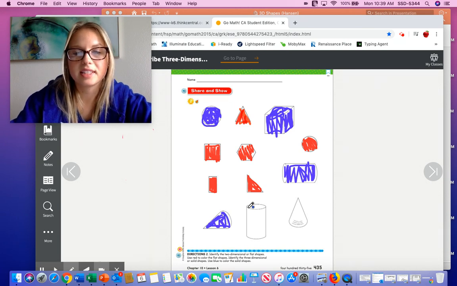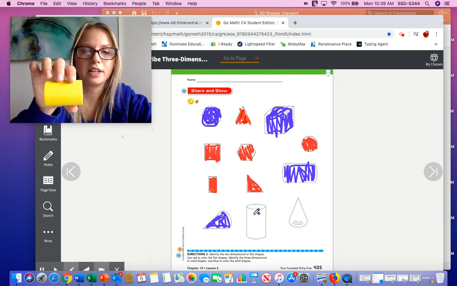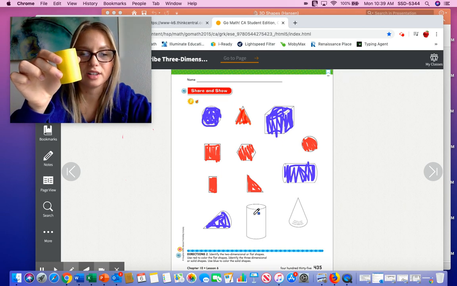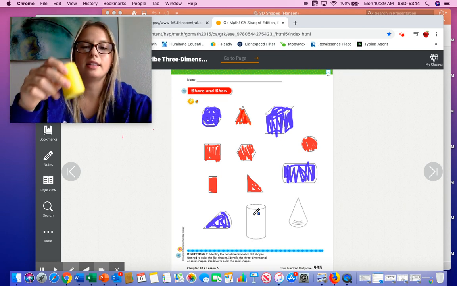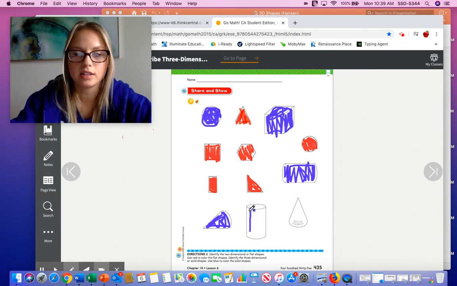All right, what about the cylinder? Remember, we just colored it and it was this way. It's still a cylinder if it's up and down or if it's side to side. So yes, a cylinder is 3D. It's a solid shape, right? You can touch it, hold it. It's real.